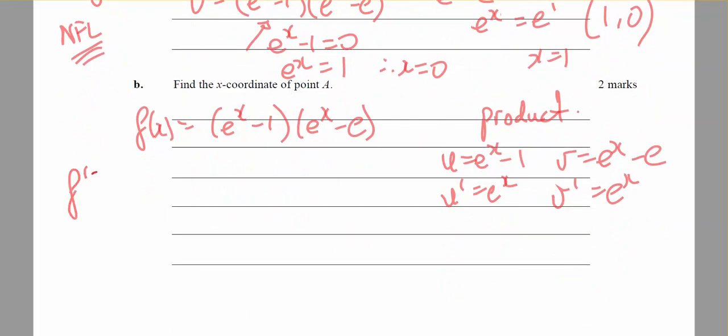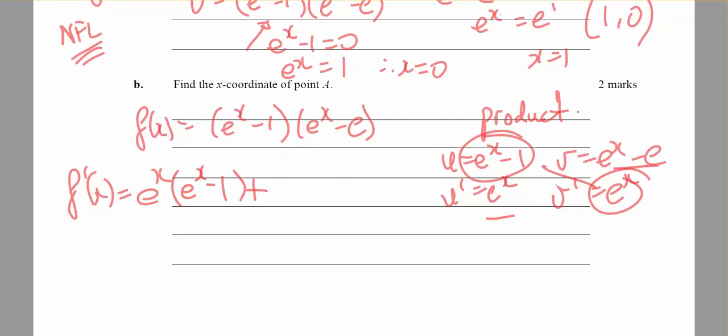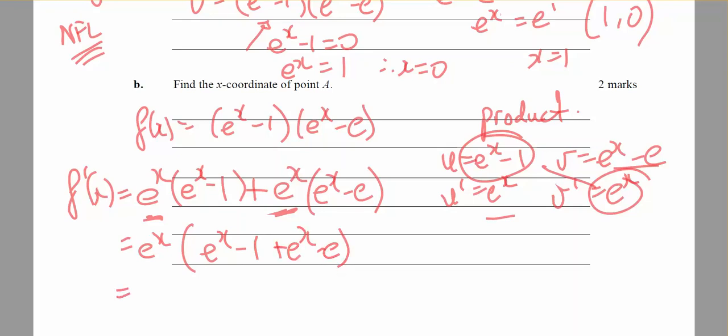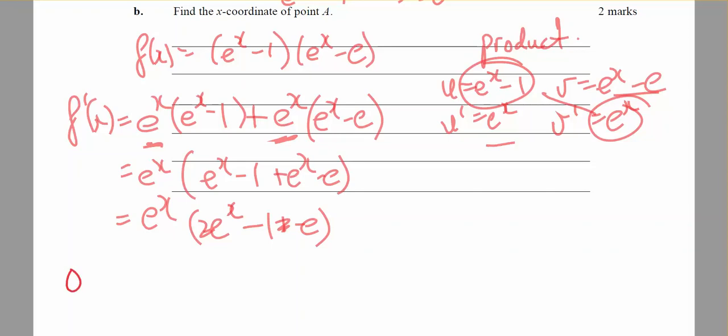So putting that together, I cross multiply. So e^x (e^x − 1) plus this times this, e^x (e^x − e). I can see a common factor there of e^x. I've got (e^x − 1) plus (e^x − e), which is two e^x's there, minus 1 minus e. And if I'm setting that equal to 0, then that will never be a solution.